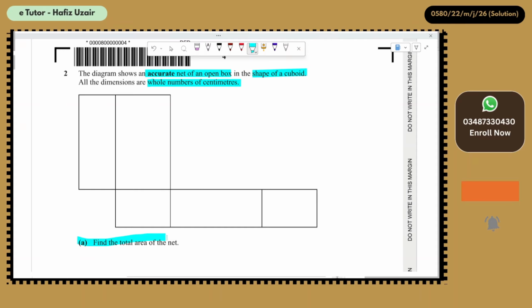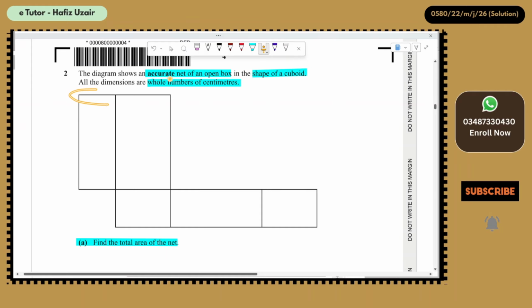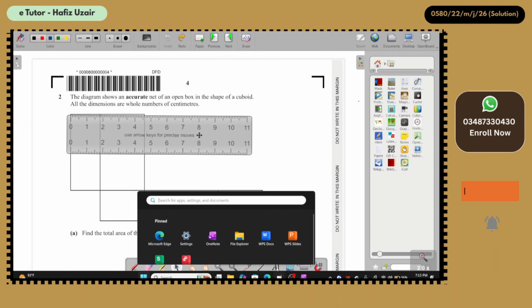In A part, you need to find the total area of the net. So you can check that you don't have any dimension given over here. And this net is accurate. That means you need to measure these lengths by using scale. Let's come to second screen.